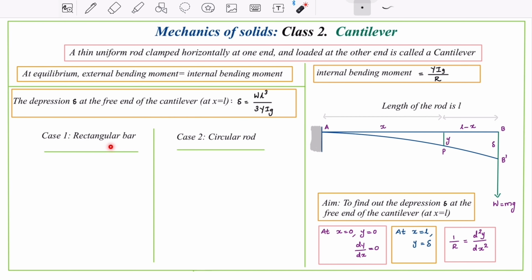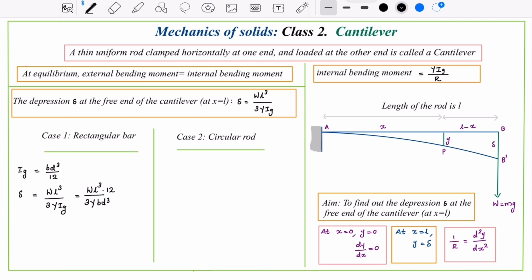Now let us consider two cases. Case 1 for rectangular bar and case 2 for circular rod. What is the expression for delta for a rectangular bar? Consider a rectangular bar of breadth b and depth d. Now the geometric moment of inertia is bd cube divided by 12, that we have already discussed in the last class. Therefore, the depression delta is WL cube by 3YIg. Now Ig is bd cube by 12. Therefore, delta is WL cube divided by 3Y. What is Ig? Ig is bd cube divided by 12.